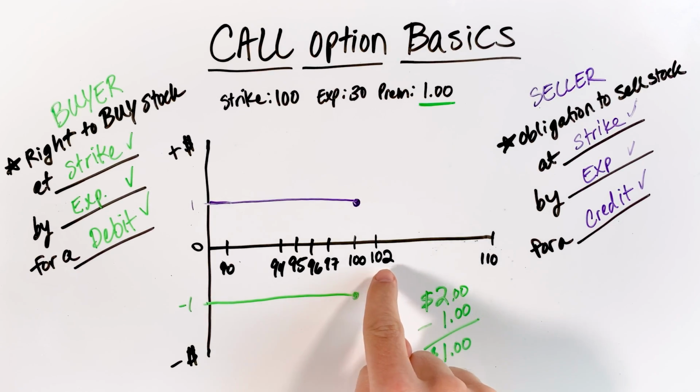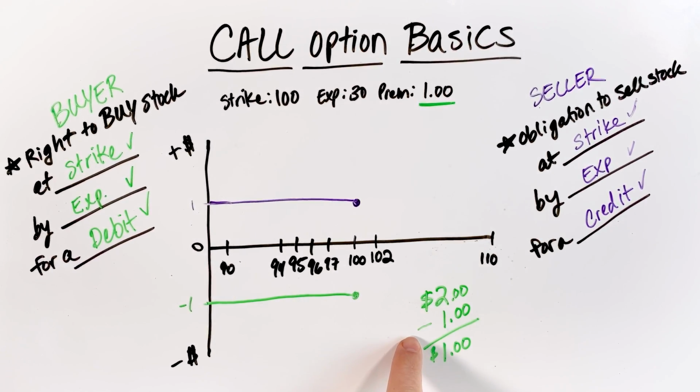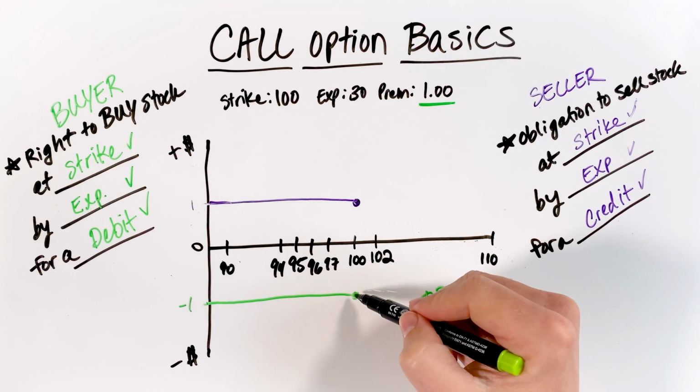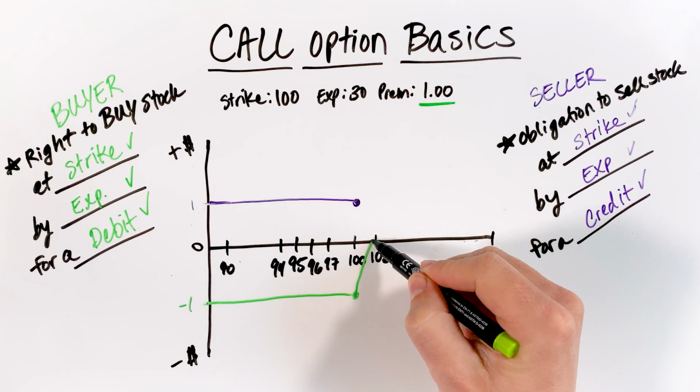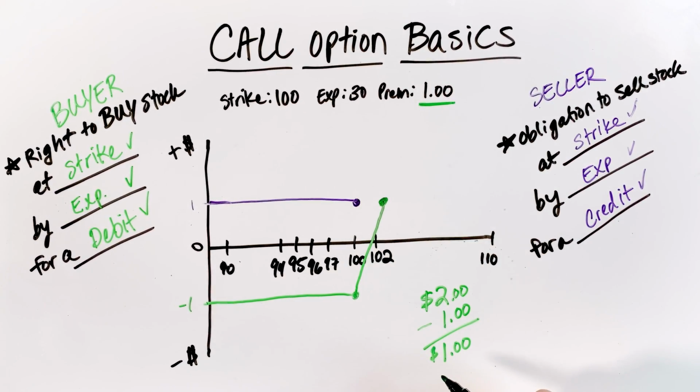You're going to make $2 selling the shares back in the open market for $102 when you bought them for $100. But because it cost you $1 to get into this contract, your net profit is just $1. So if we take this line and move it vertically up here, you can see that our net profit is $1 at $102.